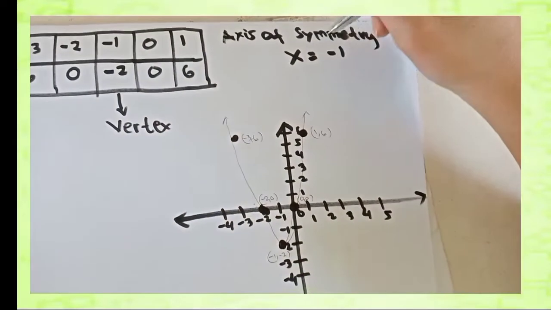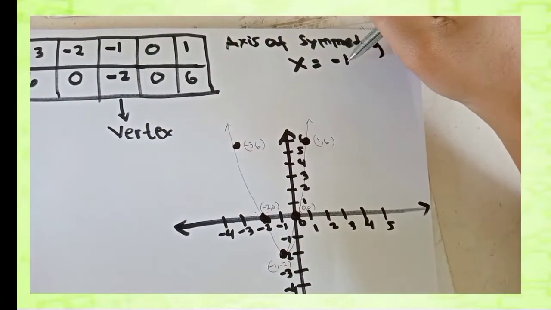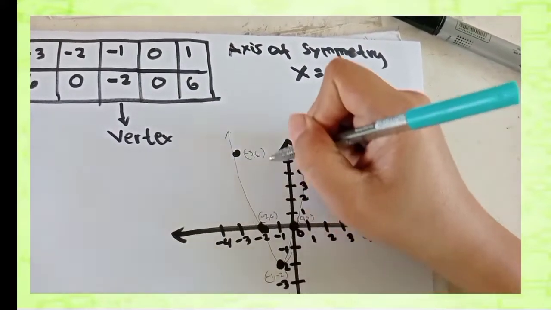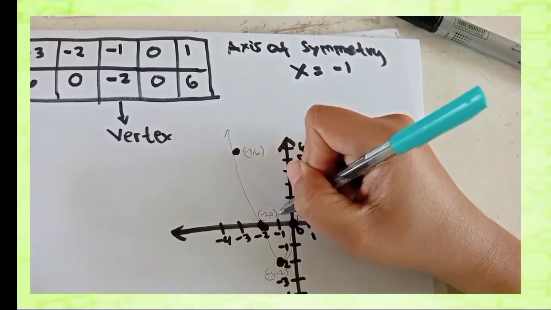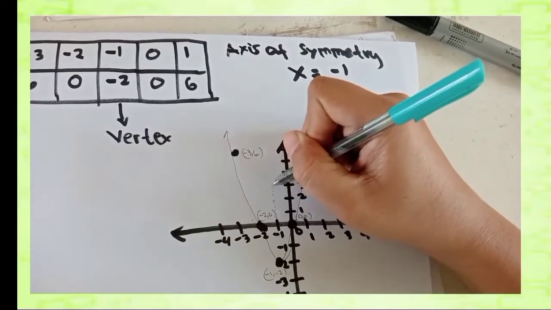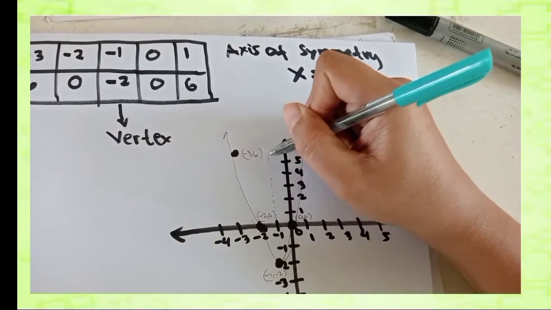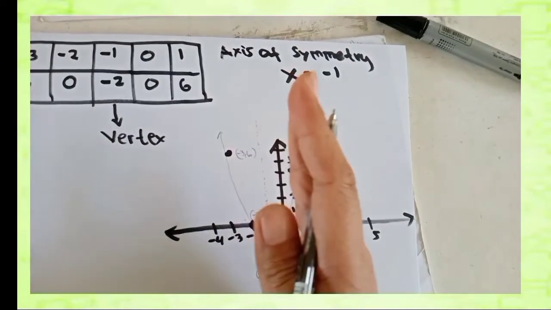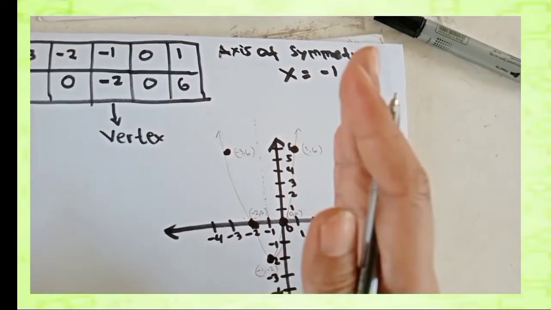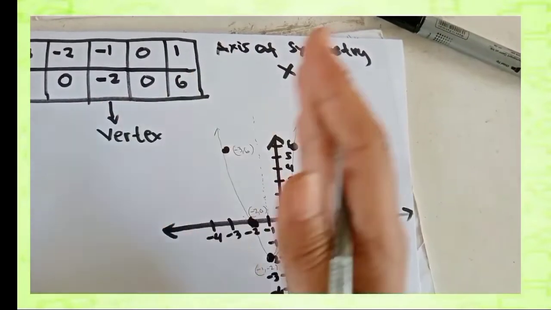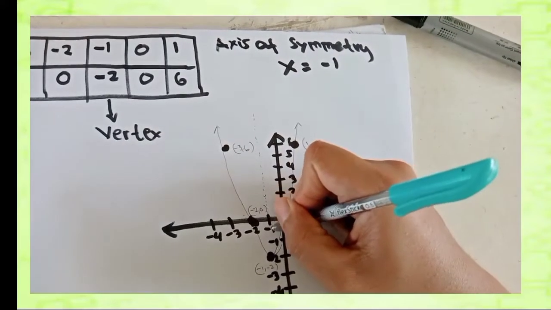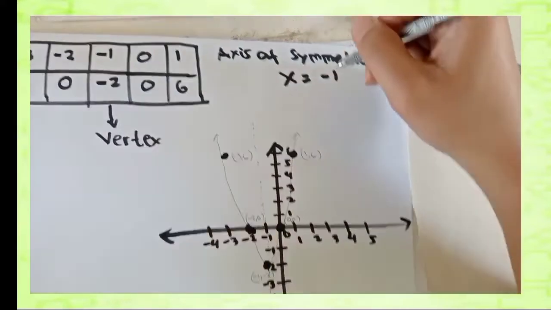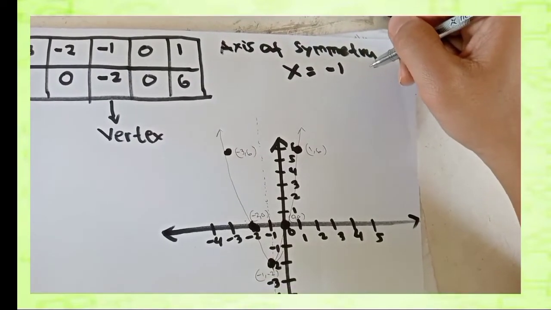Then our axis of symmetry where x equals to negative 1. So create a broken line. Negative 1. Broken line. So that is the axis of symmetry. Yung parang mirror. Makita nyo sa left side at sa right side. X equals to negative 1.